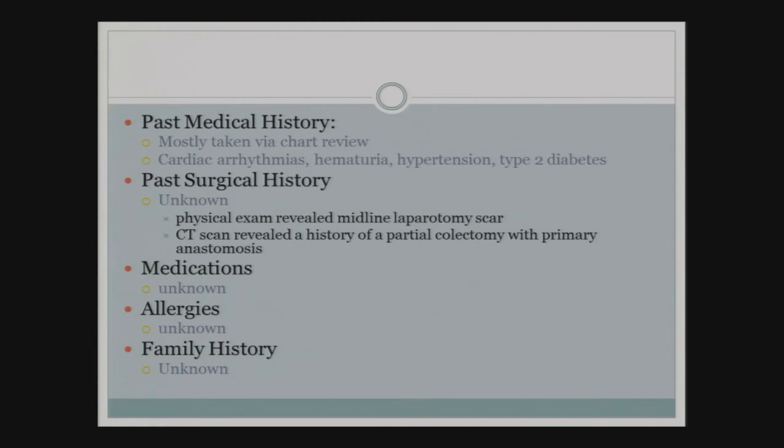Most of the rest of his history was taken by chart review because of his altered mental status, but through EPIC we were able to find he had a history of cardiac arrhythmias, hematuria, hypertension, and type 2 diabetes. He had an unknown past surgical history, but through some deductive reasoning, he had a midline laparotomy scar and previous CT scans that revealed a partial colectomy. His medications, allergies, and family history were all unknown.